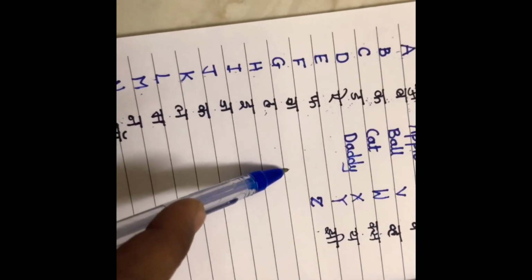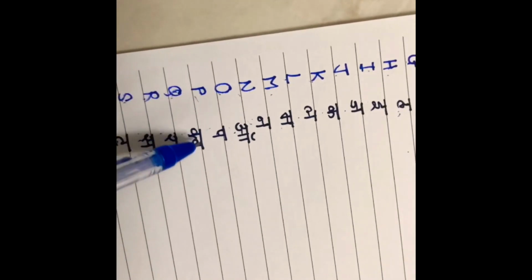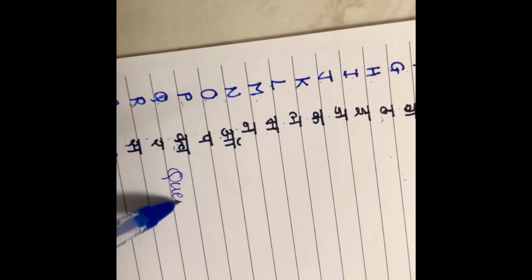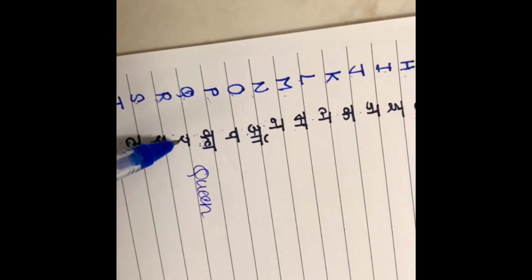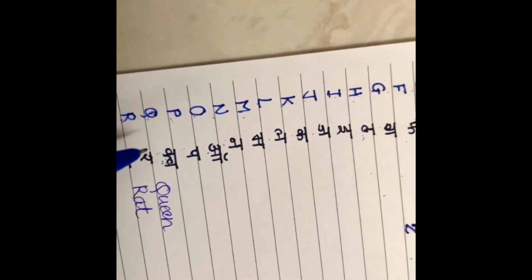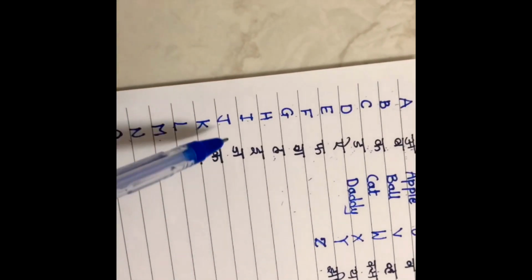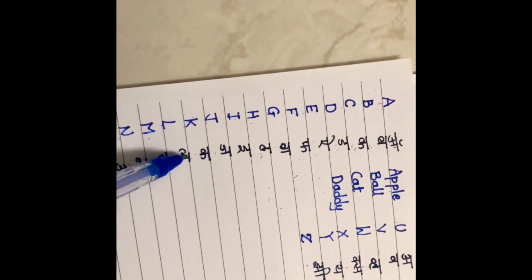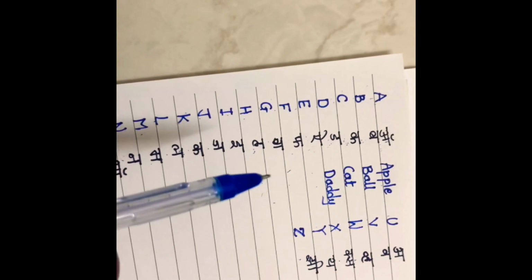For example, here Q, quack, queen. R, rat. So you can take any word starting with a letter and practice this sound with the given sound, and make sure you're following this trick regularly. After that only you will be a good English speaker.